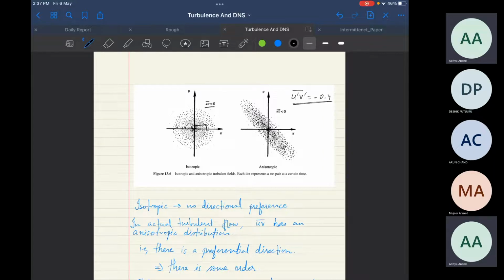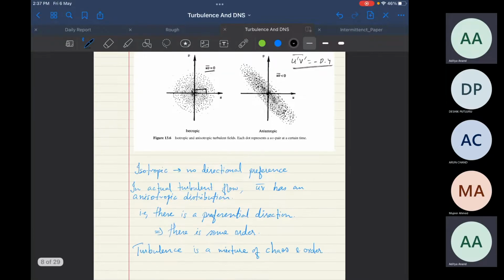Now, an isotropic distribution actually represents that there is no directional preference to the flow. But in actual turbulent flows, we have this slight skewness. That is, there is a directional preference. So this also hints that there is some order to the flow. So turbulent flows are not entirely random or chaotic. There is a mixture of chaos and order to it.